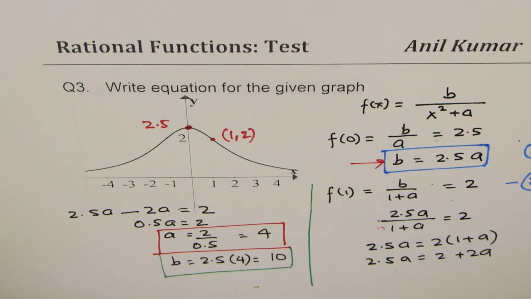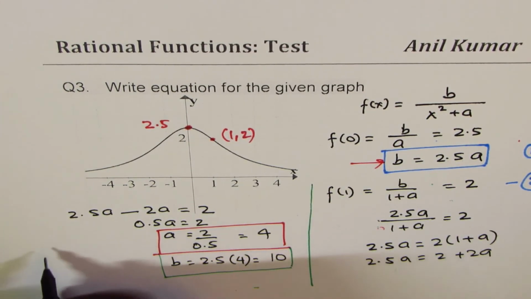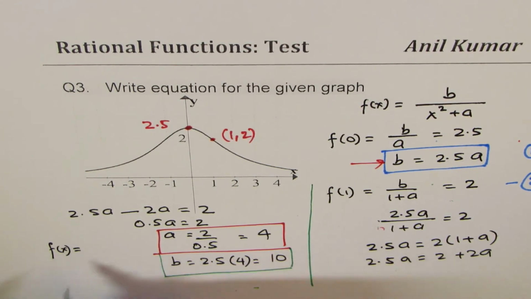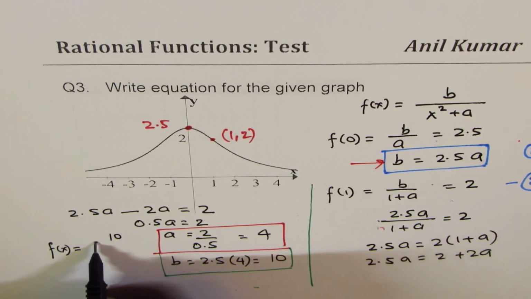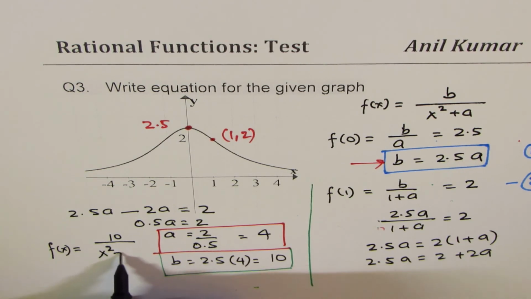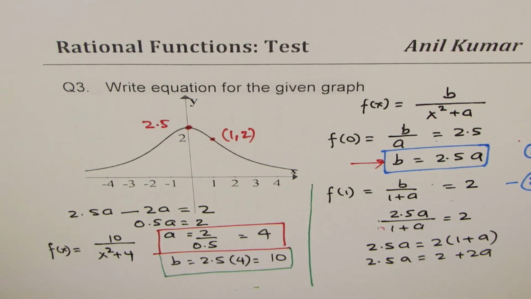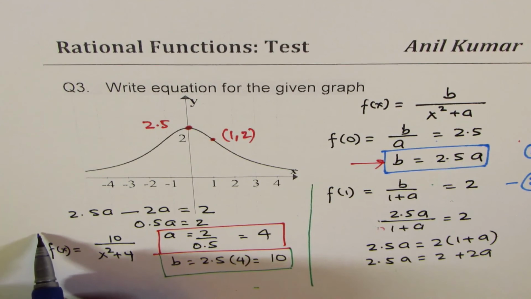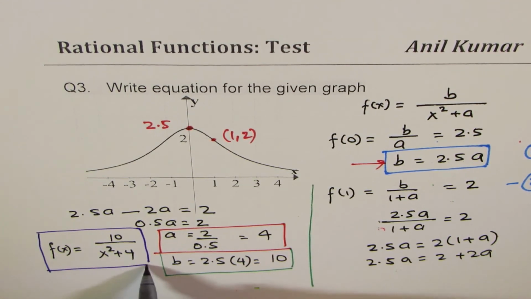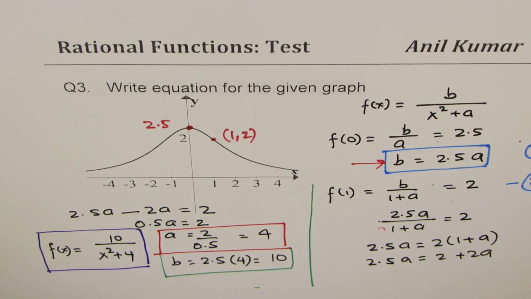And now we know our function, so we can write down the function f of x as equal to 10 over x squared plus 4, correct? So that is our answer. Perfect. f of x is equal to 10 over x squared plus 4. You can verify using these two points if they satisfy the given equation. So that's how you're going to do question number 3.